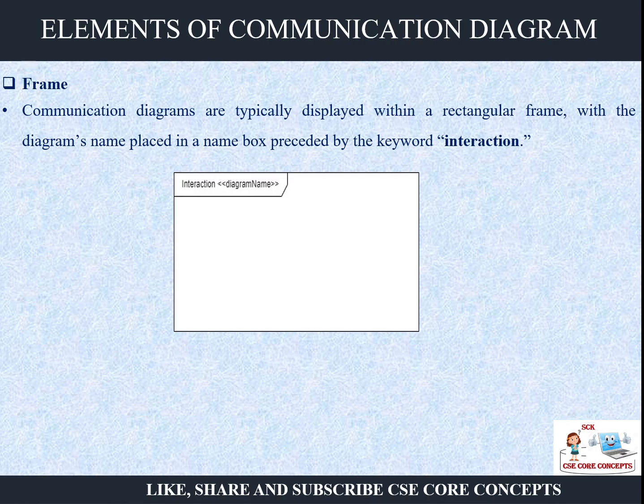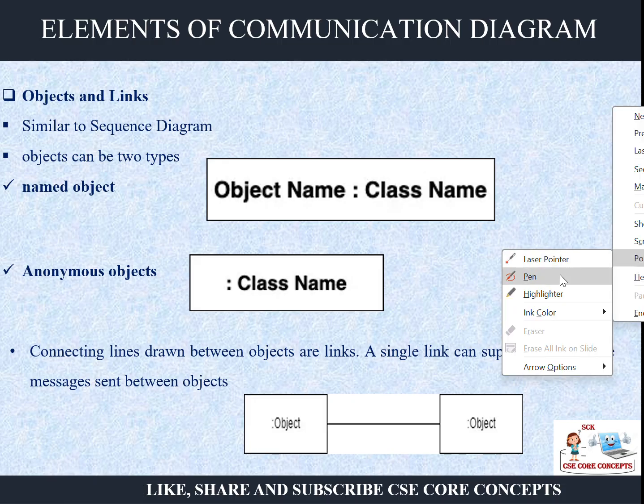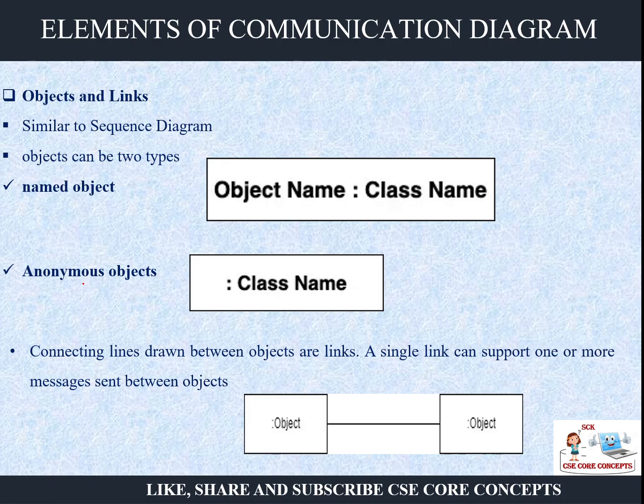So let us see the elements of the communication diagram. One is the frame, which is the boundary. You have a rectangular frame where you write the interaction keyword and give the name of the diagram. Then we have elements such as objects and links. We have two types of objects here. One is called the named object and another is called the anonymous object.